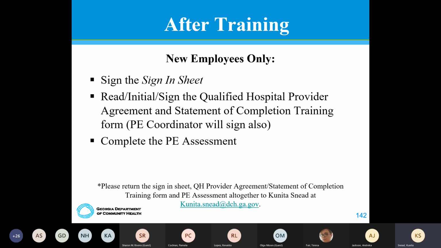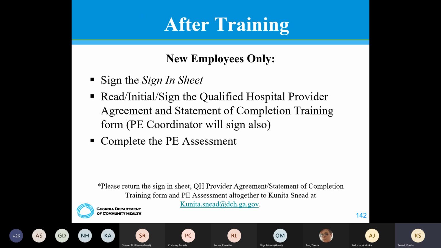Then once you get your assessment, you're going to complete it. In the training material email, there was a sign-in sheet that you need to complete. There's also the provider agreement and the statement of completion form you need to complete. And remember, you and your PE coordinator need to sign that statement of completion form.